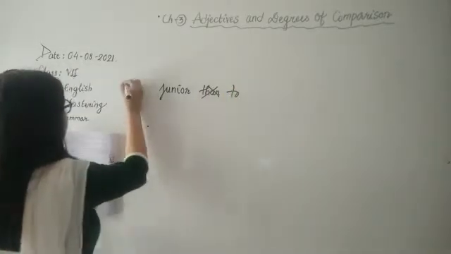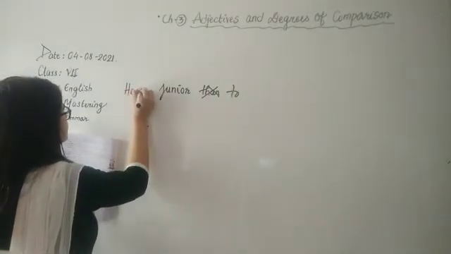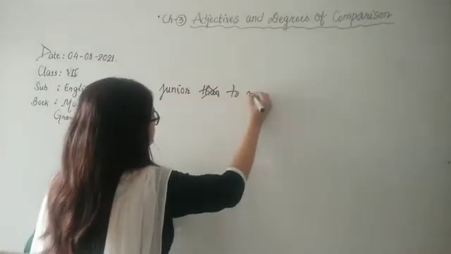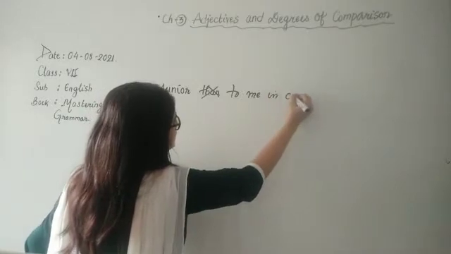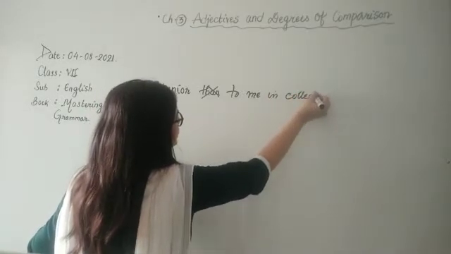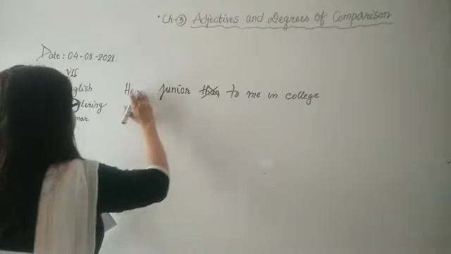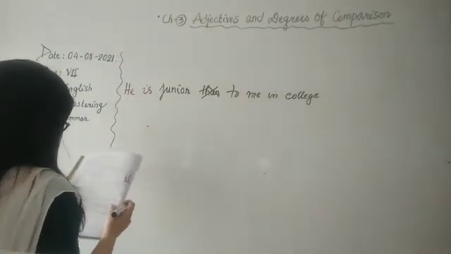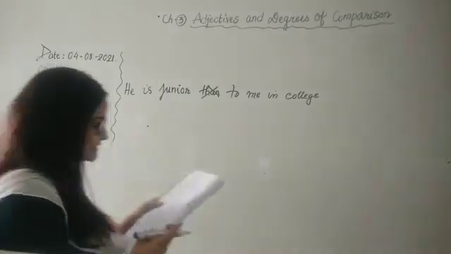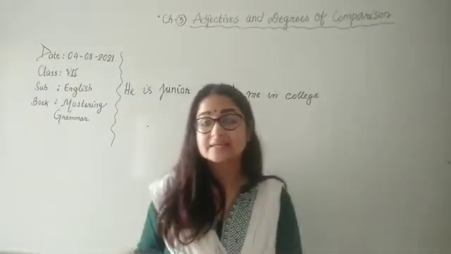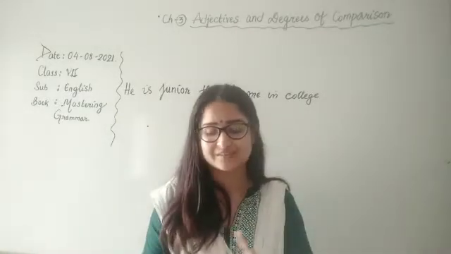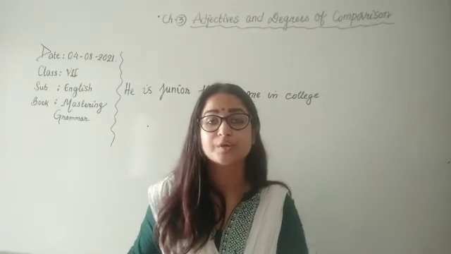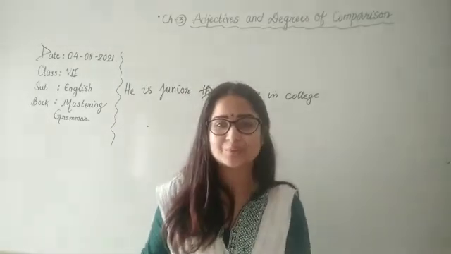So, if I say he is junior to me in college. Again we have the word senior, the word junior. So he is junior to me in the college. My bracelet is inferior to hers. See, inferior to and not inferior than. Her watch is superior to yours. Superior to and not than. I hope this is clear.